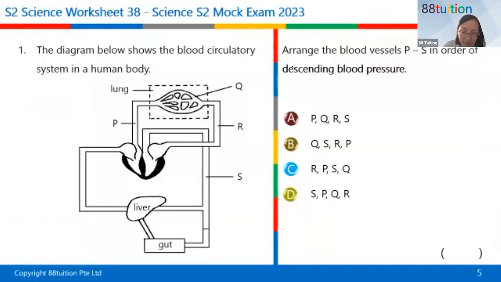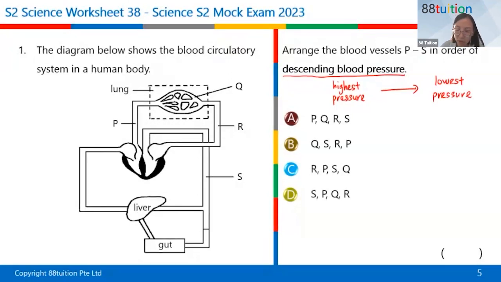Okay, let's start. So here they want the descending blood pressure. In other words, you must start off with the highest blood pressure, highest pressure to the lowest pressure. So this part, the one that is the lowest, descending means going down. So the answer for this would be D. All right, so it will be the blood pressure. Hang on, descend.